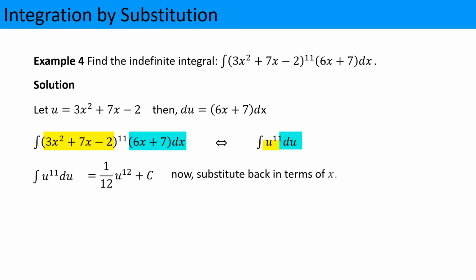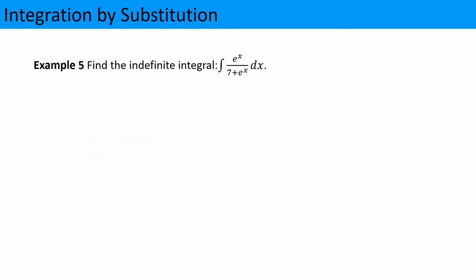So where u was, let's put back the x term, and we'll get 1 over 12, that's there. Where u was, we replace it with 3x squared plus 7x minus 2 to the power of 12 plus c. Example, find the indefinite integral e to the x divided by the quantity 7 plus e to the x dx.